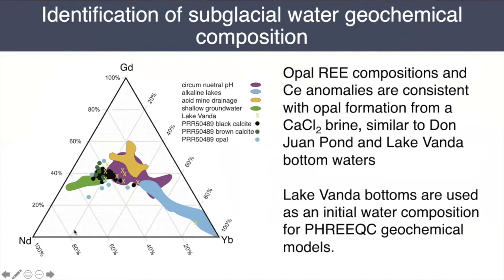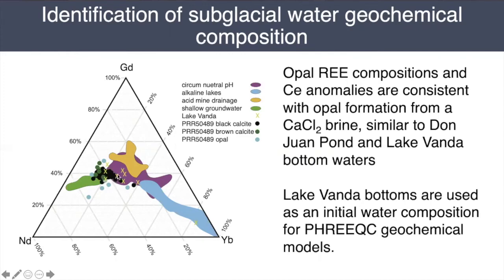And in this ternary plot, I have plotted the bulk rare earth element composition of opals in the blue circles, calcite in the black circles, and then we have representative compositions of other waters in order to compare with our opals and calcites to get the best starting water composition.